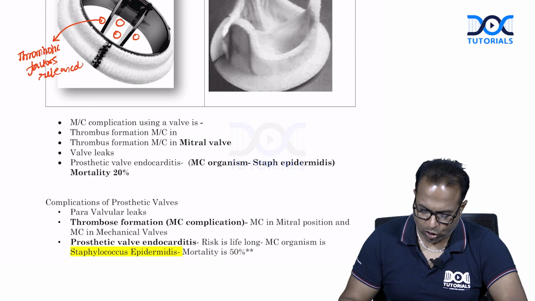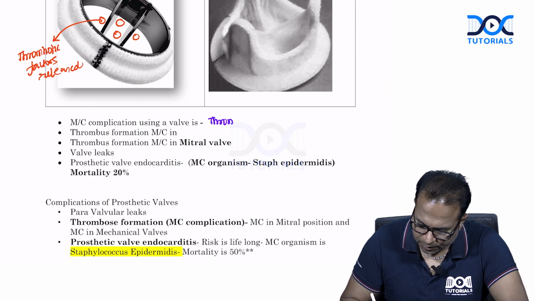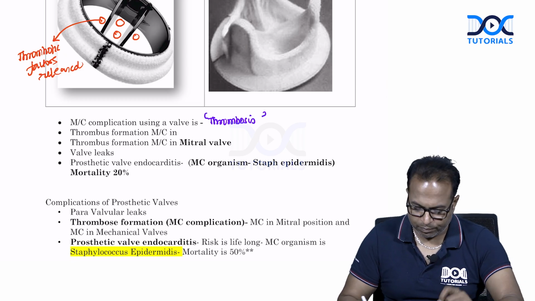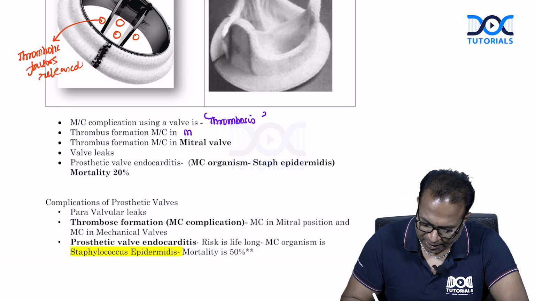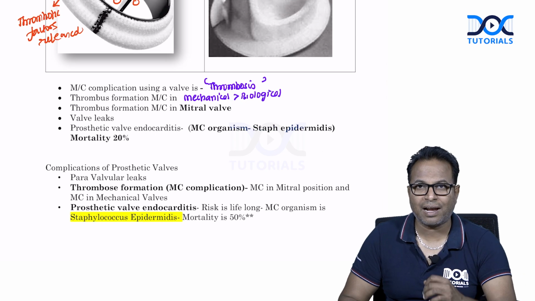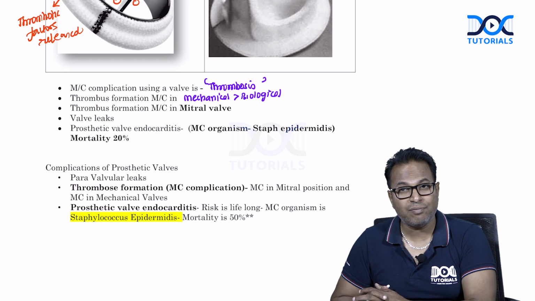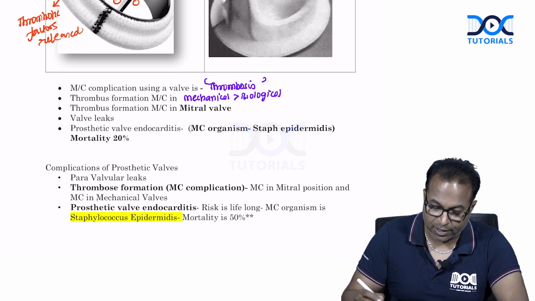So the most common complication of using a valve is thrombus. Thrombosis is the most common complication of using valves, and thrombus formation is most common in mechanical valves than biological valves. Thrombus formation is most common in the mitral valve, and other complications are that the valves can leak, and prosthetic valve endocarditis is another nightmare for cardiothoracic surgeons.